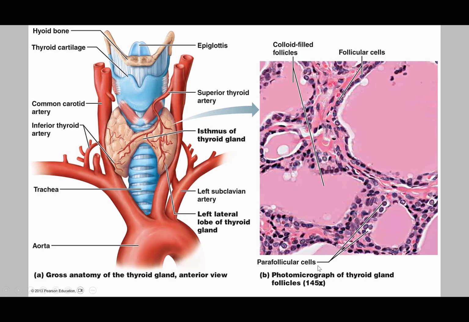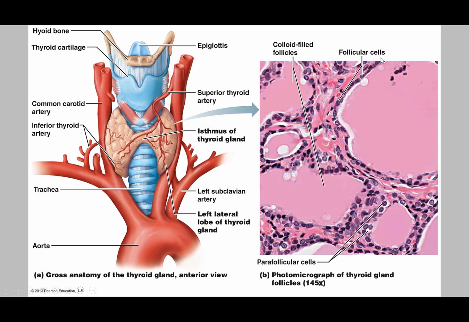parafollicular cells, or we might also sometimes see them called C cells. And the C is for clear because in a microscope, they appear clear. They don't take on stain. That's the other part of the thyroid gland. So we've got the thyroid follicles, and particularly the follicular cells around the edge.